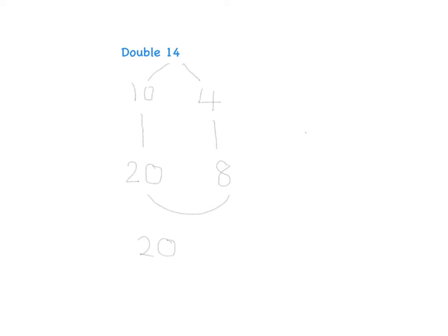20 plus 8, which gives us 28. So double 14 equals 28. We'll try another one because it is quite tricky. Let's see if we can double the number 23.